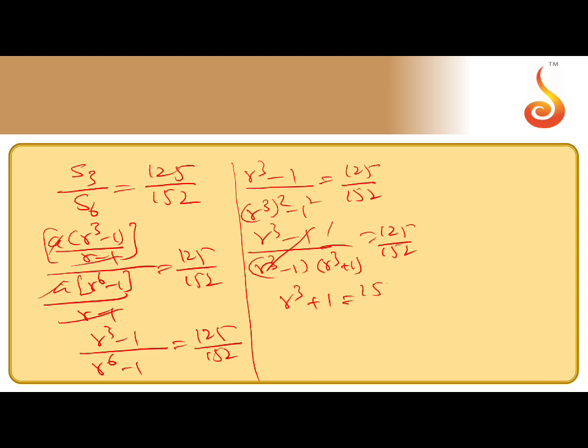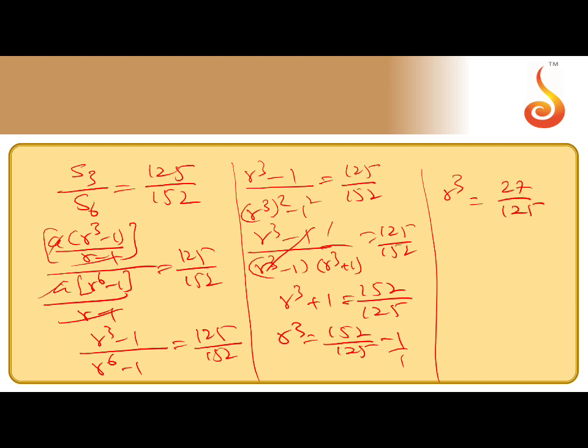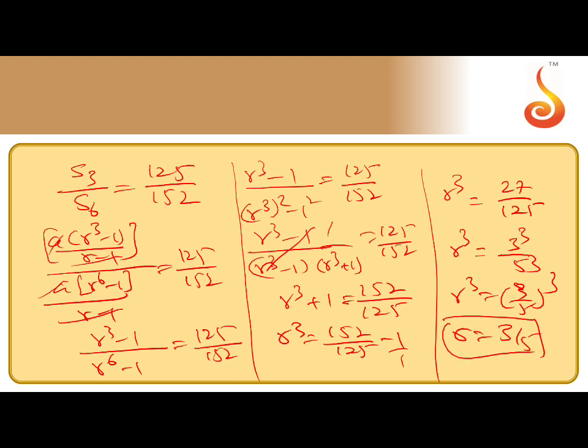If you take the reciprocal, the right side will be 152 by 125, and R cube plus 1 equals 152 by 125. So R cube equals 152 by 125 minus 1. The LCM is 125. R cube is 152 minus 125, which is 27 by 125. The 27 is 3 cube and 125 is 5 cube. So R cube equals 3 by 5 whole cube. Powers are the same, so the R value is 3 by 5. That is the answer for this one.